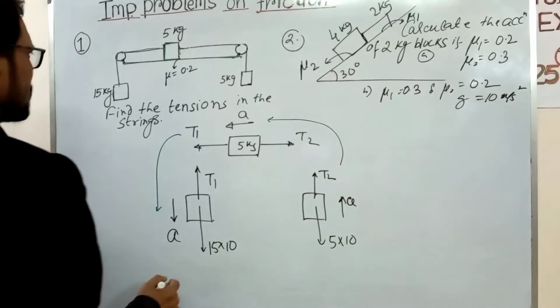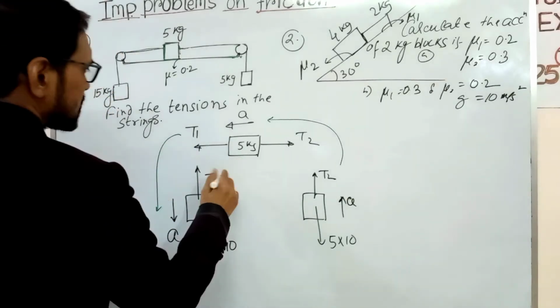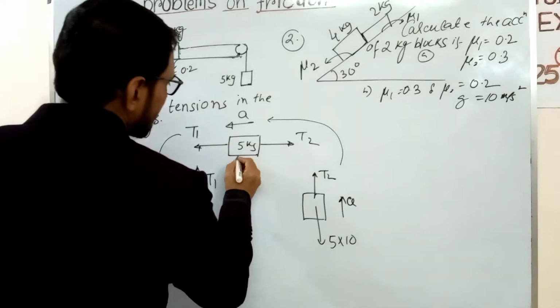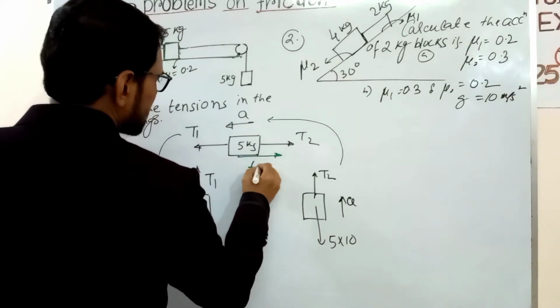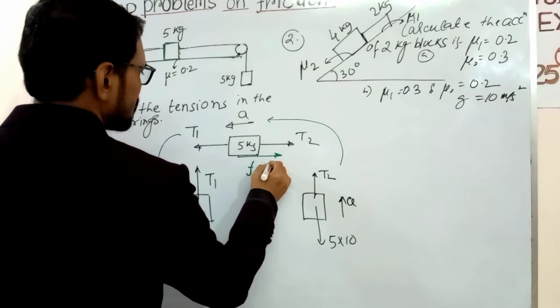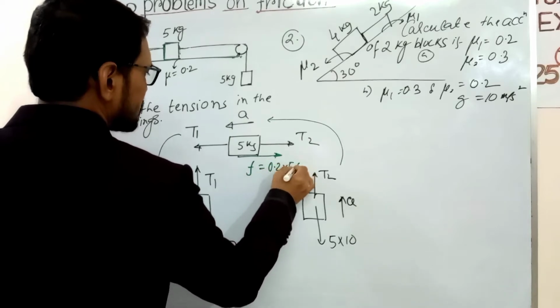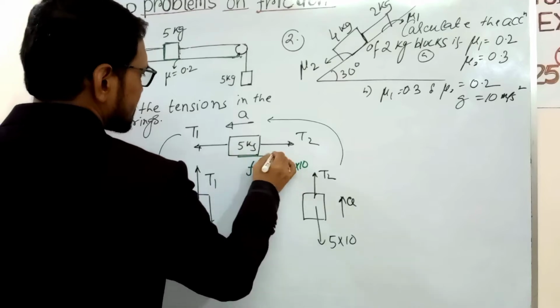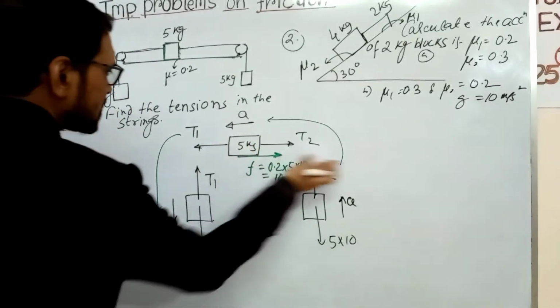Now what is the friction acting on this block? If the block moves in this direction, friction acts in the opposite direction. Friction equals mu mg, mu equal to 0.2, m is 5, into g, that is 10 Newton. So friction acting on the 5 kg block is 10 Newton in this direction.